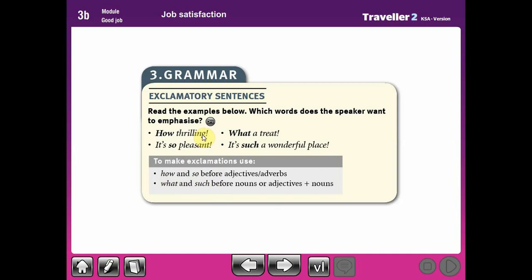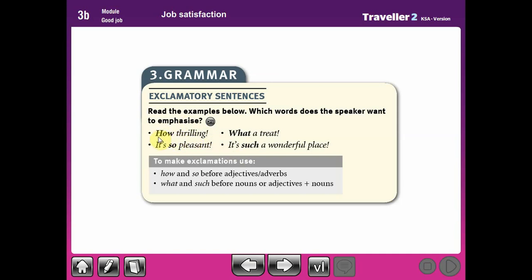This is the question. First of all, we use the exclamatory sentence to give emphasis to the meaning of the adjective, of the adverb, or the noun. Right? When I say how thrilling, I'd like to concentrate on the excitement of this movie or this scene, maybe, right? So how thrilling, right? When I'd like to describe a movie or something like this, or a scene.